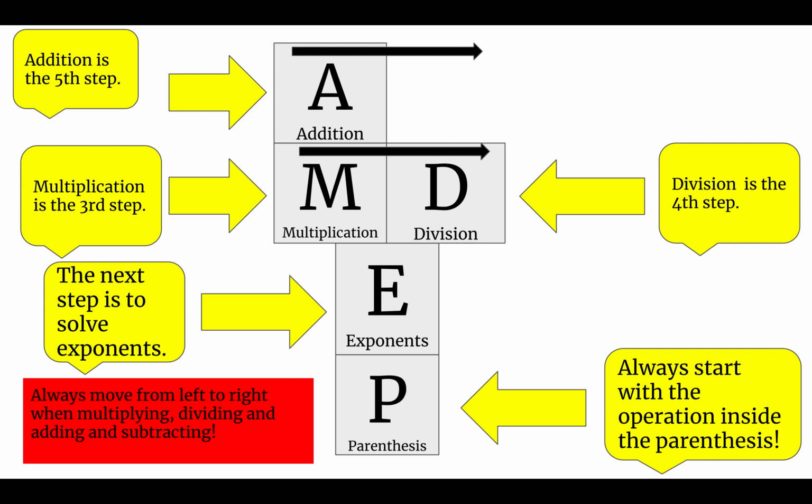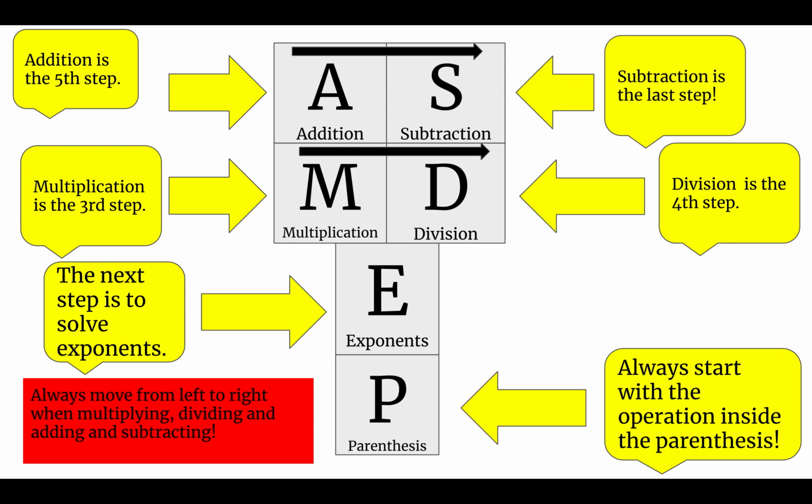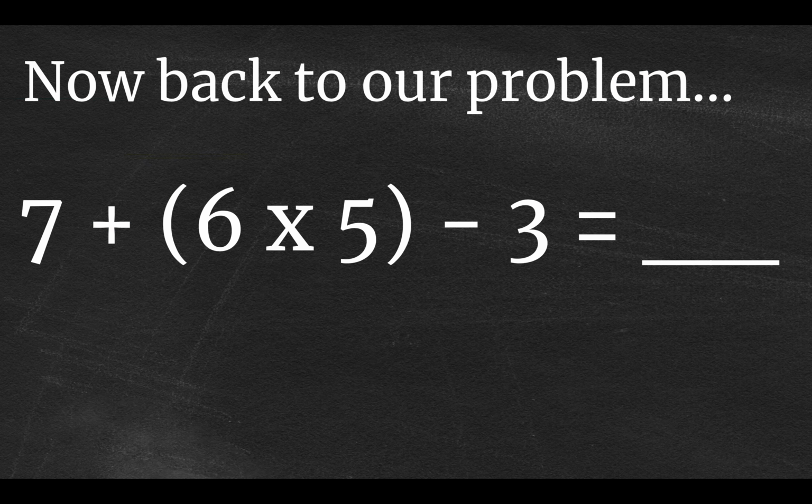Then addition, and then subtraction. Always remember that when you're doing multiplication, division, and addition and subtraction, you're moving from left to right. If the addition comes before the subtraction, you would start with that, and we'll work with that in our next problems. This is your hopscotch board that will help you remember. As you can see, it's kind of shaped like hopscotch. Now we know it goes parentheses, exponents, multiplication, division, addition, and subtraction, so we can go back to our problem.